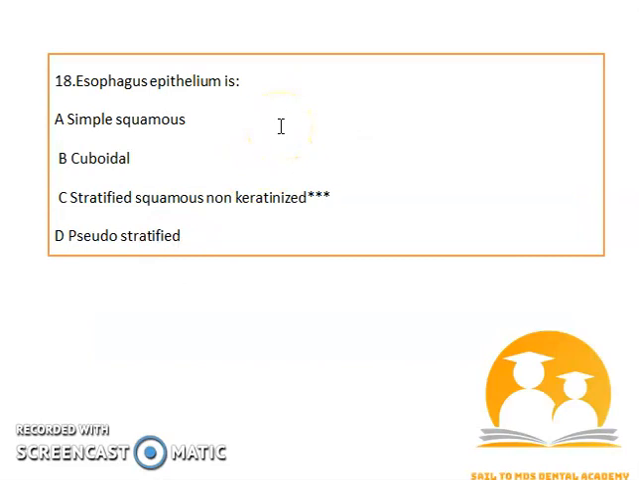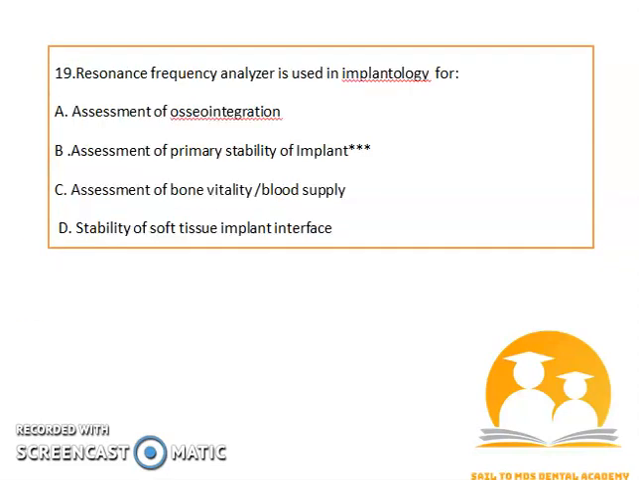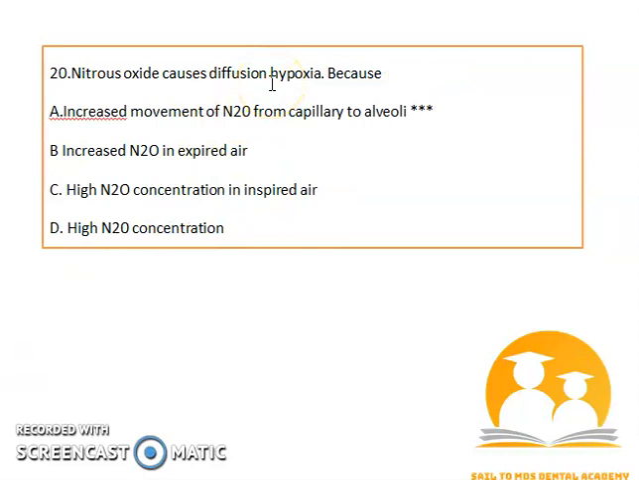Then which is the epithelium type of esophagus? It is stratified squamous non-keratinized epithelium. Then aspirants, resonance frequency analyzer is used in implantology for what purpose? To assess primary stability of implant. Then aspirants, nitrous oxide causes diffusion hypoxia. Why? Because of increased movement of nitrous oxide from capillary to alveoli.